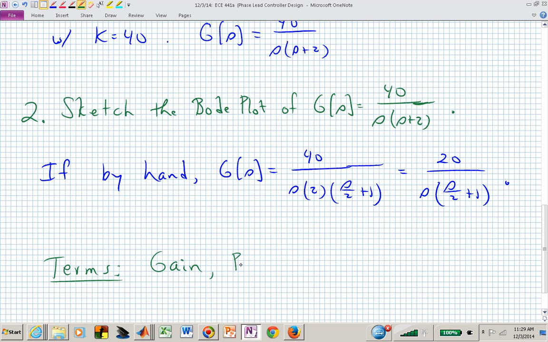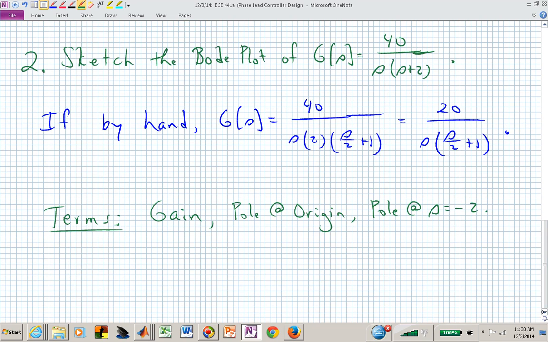We have a pole at the origin. That's the S by itself downstairs, and then we also have a pole at S equal minus 2 radians per second. Which really means for low frequencies we have a magnitude that's sloping at minus 20 dB per decade. It's coming down from the ceiling, and then it breaks one more time. This is our magnitude plot at omega equal to 2.